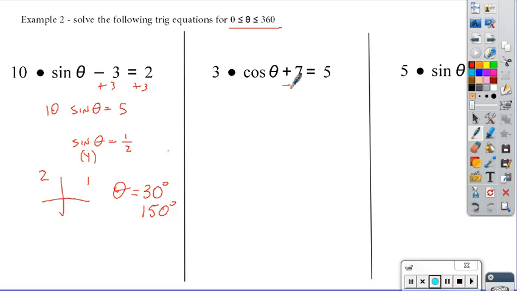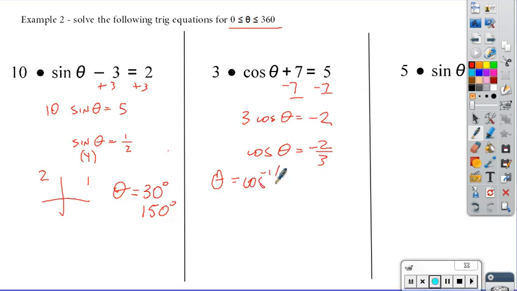Here, if I subtract 7 from both sides, all right, 3 cosine theta equals -2. I divide by 3. Okay, well now -2/3 is not a familiar angle on the unit circle. Therefore, I will be required to use my inverse cosine of -2/3. That requires a calculator. Make sure again that you're in degree mode. -2/3. I get 131 degrees for theta.